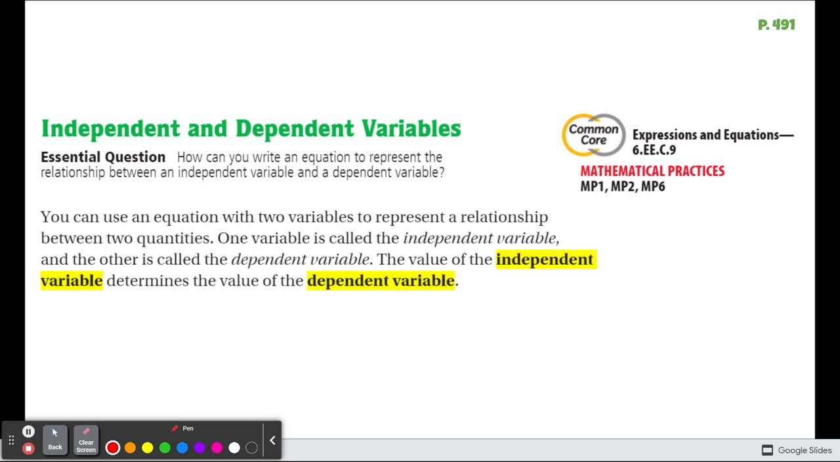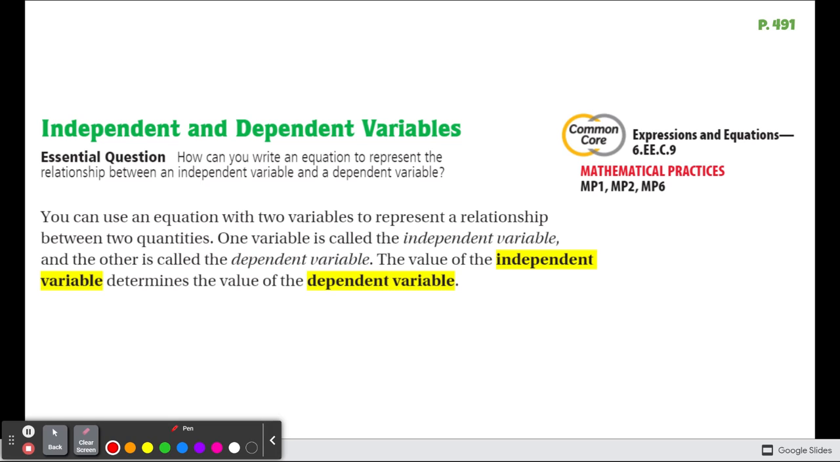So we already know that variables are letters that stand for unknown numbers or numbers that can change. And you can use an equation with two variables to represent the relationship between two quantities. Remember, quantities are just like amounts. They're two different things. One variable is called the independent variable, and the other is called the dependent variable. The value of the independent variable determines the value of the dependent variable.